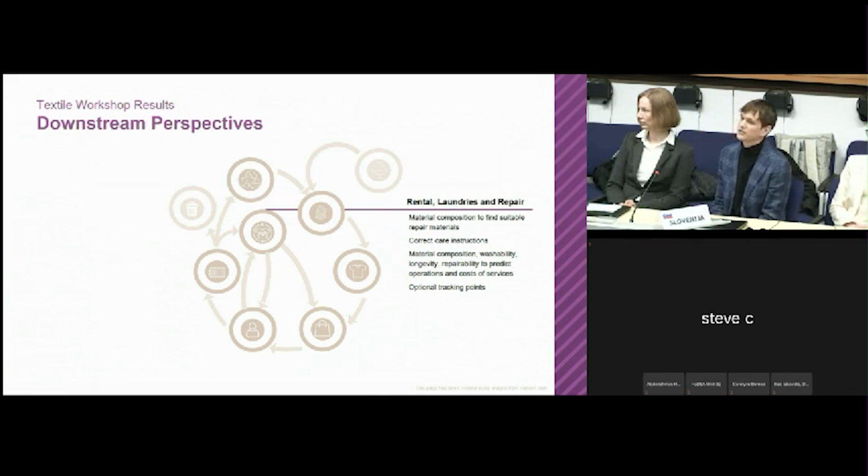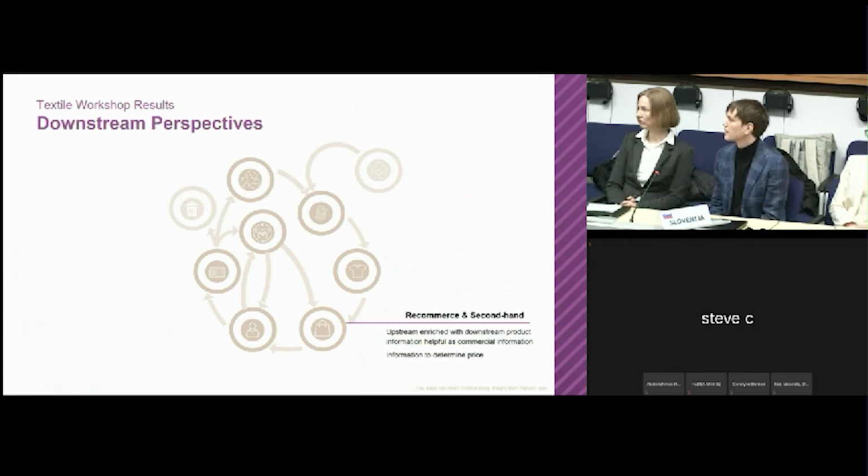And they also say they're happy to track event data. However, there are a lot of micro companies in repair and laundries, which do not always have the chance to do that, so it should be optional. For e-commerce and second-hand, it's very helpful for them to use the data again, especially when they resell products online. So very helpful for them.